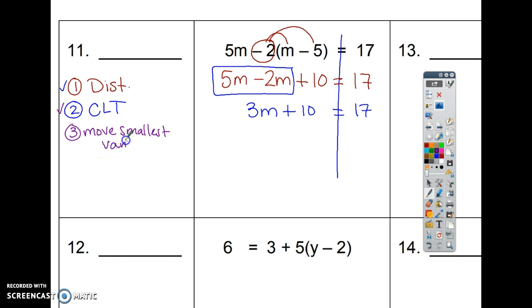Step 3, move smallest variable. Well, there's only one variable. There's not a variable on the other side. So you don't need to move the 3m to the other side. So we're not going to do step 3 because there's only one variable. There's not a variable on both sides. And then step 4, see do.